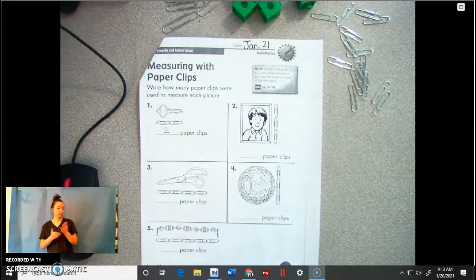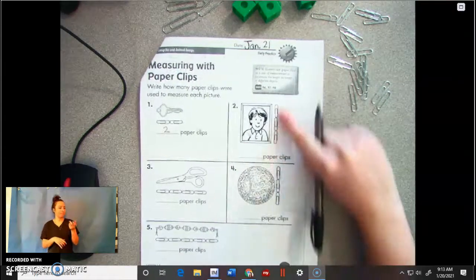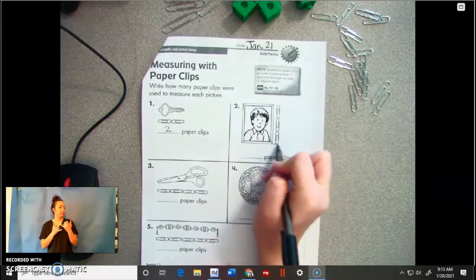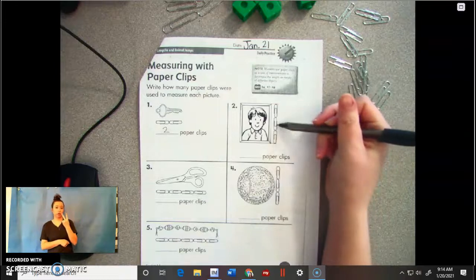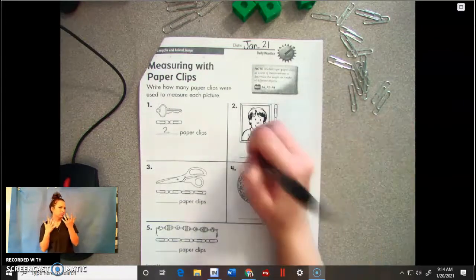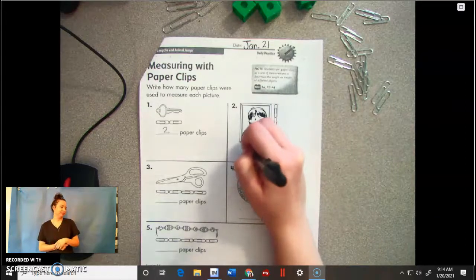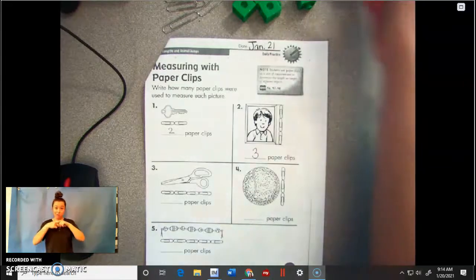All right, let's look at number 2. They did the same thing. This time the paper clips are going up. Make sure that it's lined up at both ends. Let's count. 1, 2, 3. How many paper clips? 3. Good. Write a number 3 in that box. Remember, if you need to catch up at any time, you can pause it and then catch up.